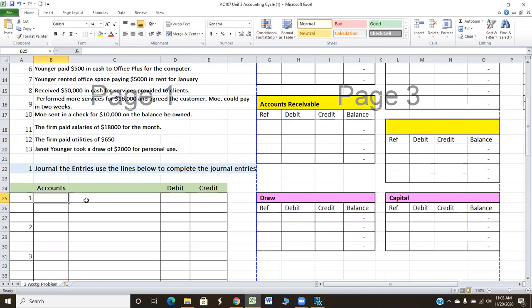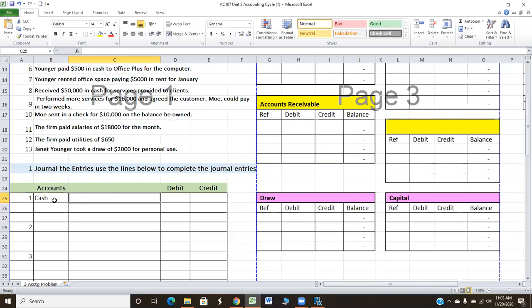So from the business's point of view, not Janet. Janet's just the owner. We're thinking of a business. We are a business. The business is going to receive cash. So we're going to put cash there near number 1. Shift it to the left. Cash is an asset.